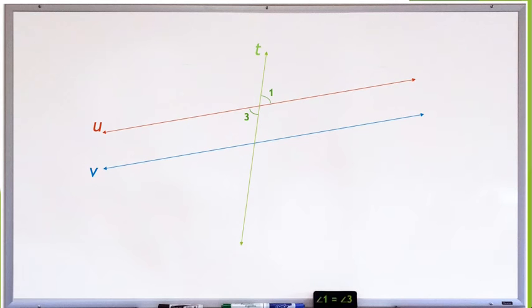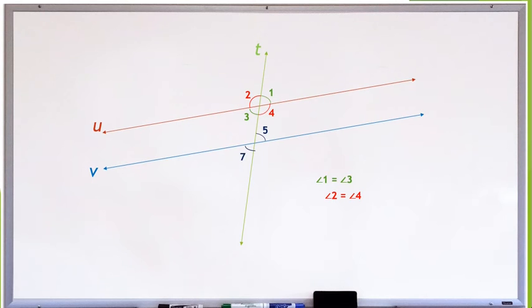For our second pair, we have angles 2 and 4. Vertical angles are also equal in measure, so both of this pair of angles are also equal. We can say that angle 1 is equal to angle 3 and angle 2 is equal to angle 4. For our third pair, we have angles 5 and 7.